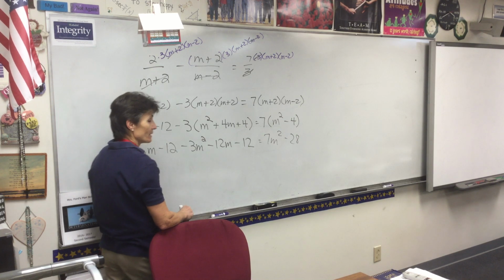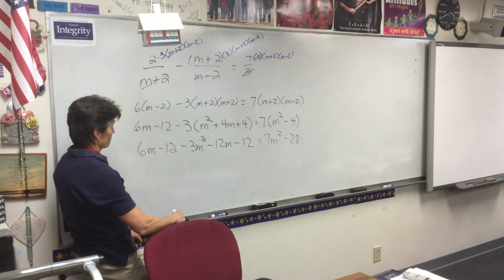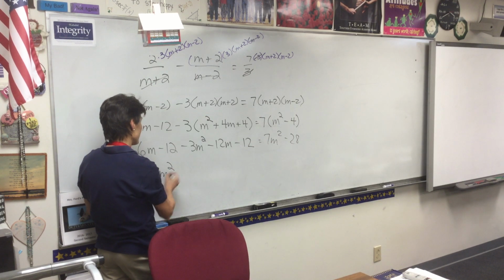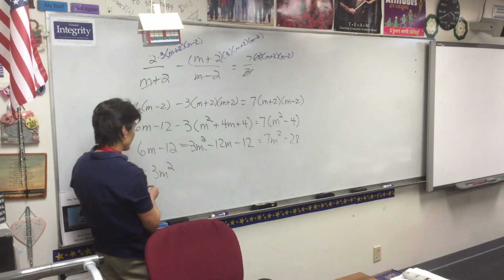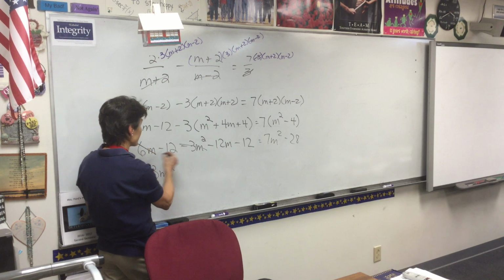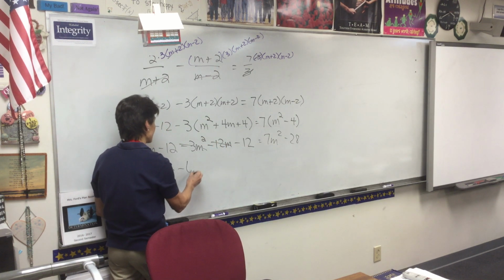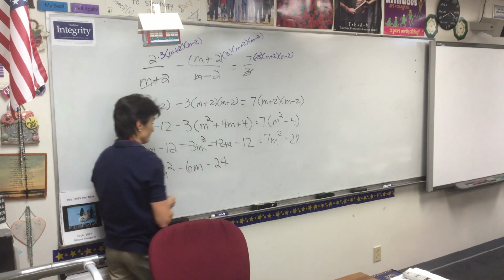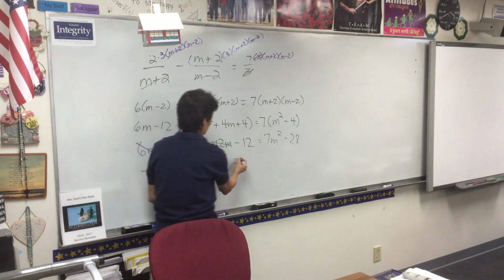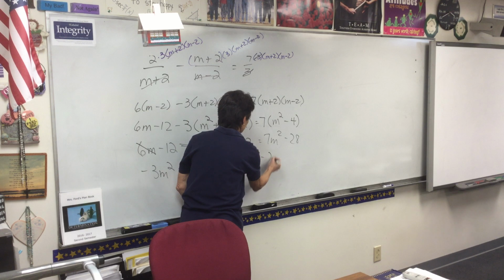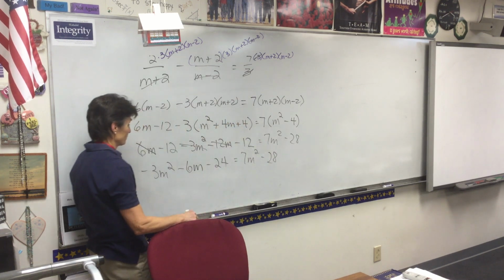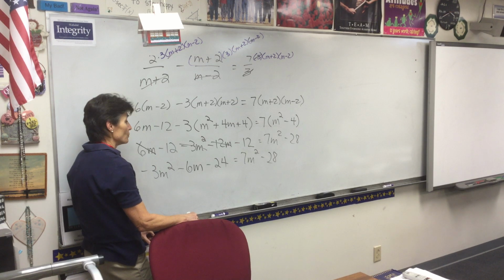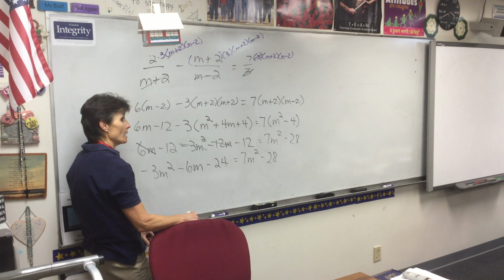All right, now what am I going to do? Combine like terms. So I've got a negative 3m squared. That takes care of that one. And then let's see, 6 minus 12 is minus 6m minus 24 equals 7m squared minus 28. Yes. Now what?